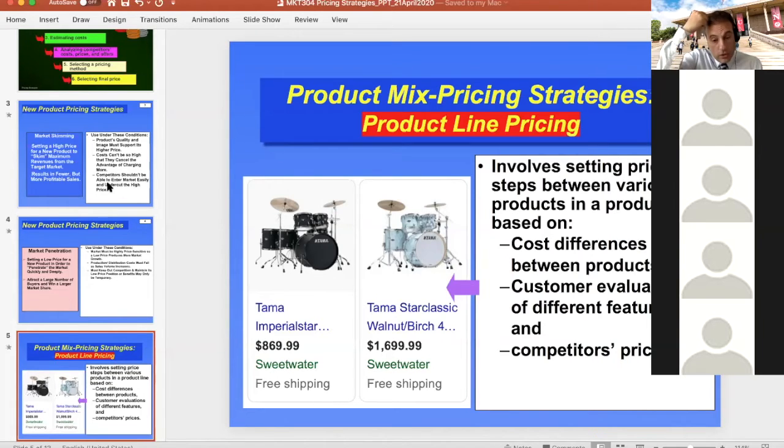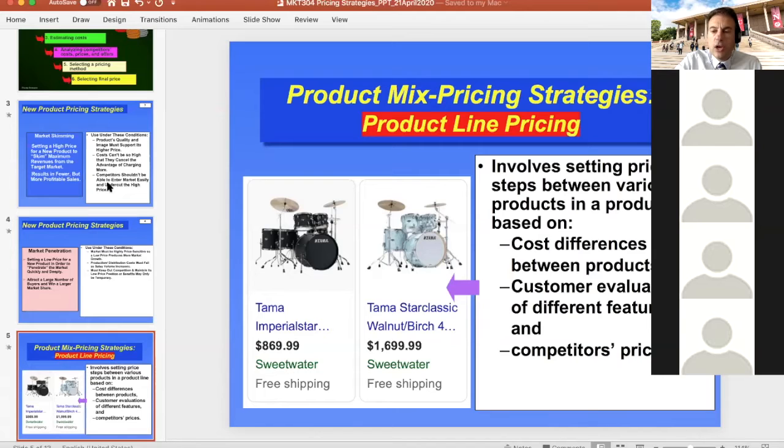So in this situation, here is a set of drums. You will have different finishing on the drums, a different type of material that we'll be using on the drums, which will justify a different type of pricing. Same product, different price, because different quantity of functionalities.